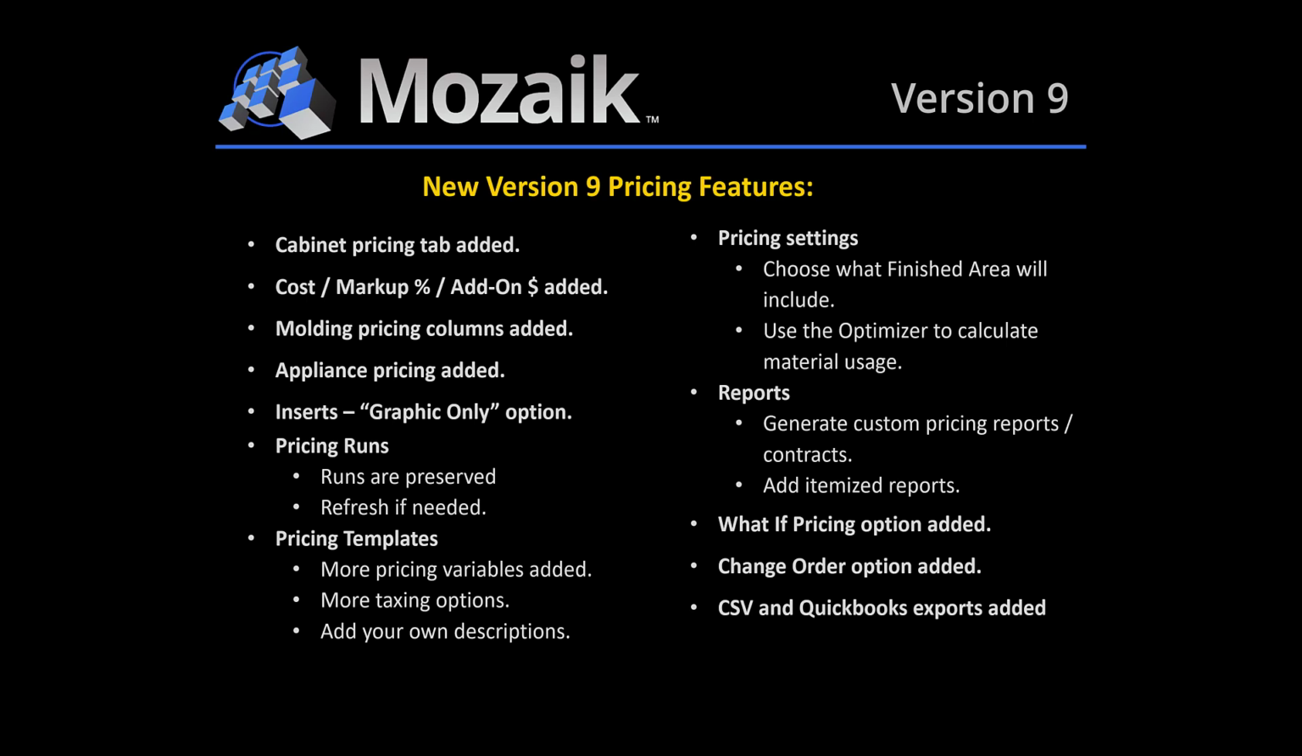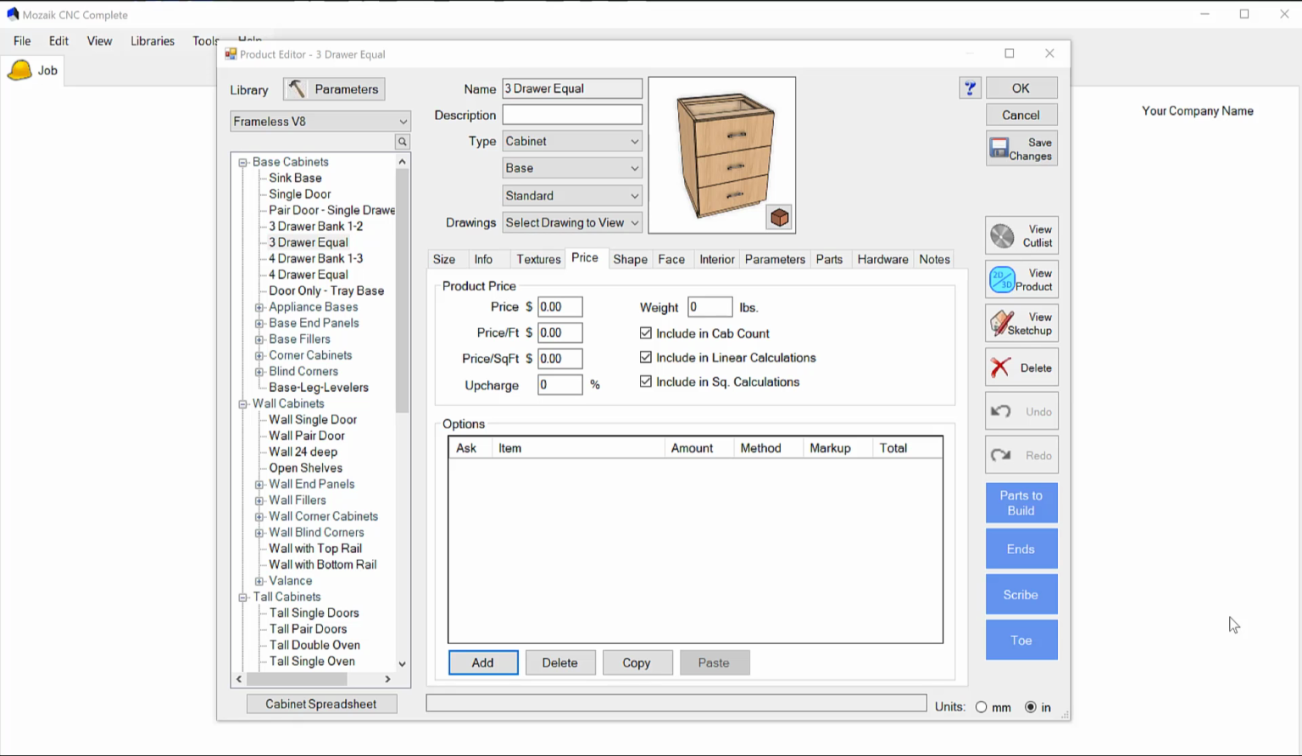You can choose to export your pricing templates to CSV. This way you can open them with other softwares such as Excel or QuickBooks. A new pricing tab has been added to the product editor, allowing you to fine-tune the pricing per product. You can enter a fixed cost for this product, a price per linear foot, a price per square foot, as well as an upcharge percentage.